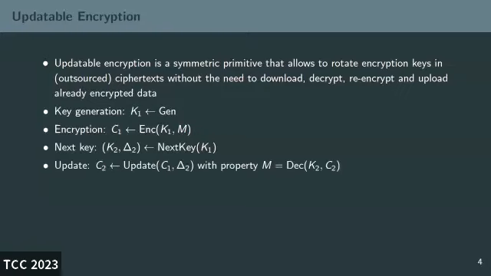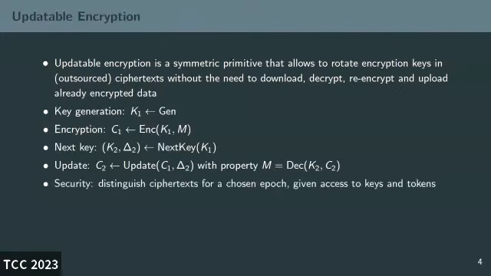And then there's the update procedure. So this update token can then be sent, for example, to your cloud server. And the cloud server can use this update method, taking the ciphertext and the update token as input, and outputs a new ciphertext that can now be decrypted under the new key. And security is the usual indistinguishability of ciphertexts, and the adversary can choose the epoch and is given access to both keys and tokens as long as they do not trivially decrypt the challenge ciphertext.